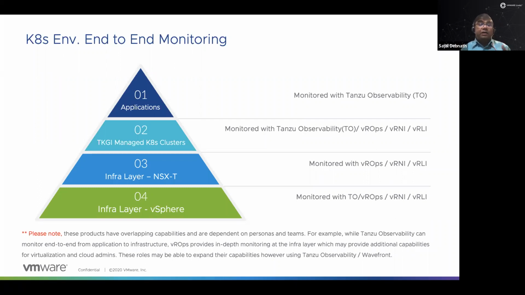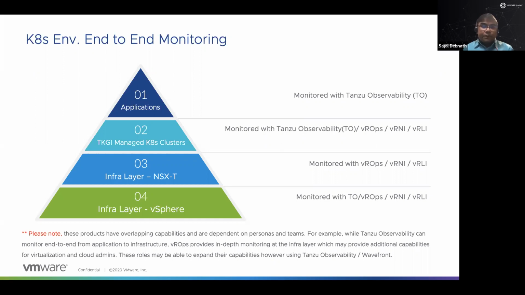So you need to have visibility into all of those layers, and you have multiple tools which can give you detailed visibility in those layers. So for example, for the applications, you have Tanzu Observability, and then for the Kubernetes clusters, Tanzu Observability, VROps, VRNI, VRLI. So you see that there are tools with overlapping capabilities.